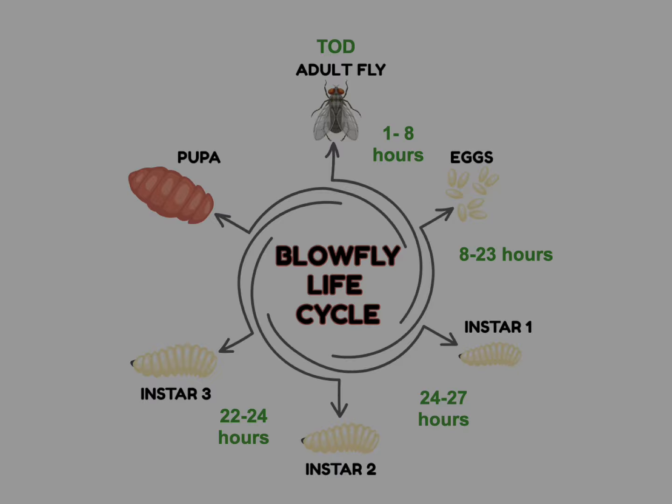In an additional 22 to 24 hours, they become instar 3 with 3 posterior spiracles. At 130 hours more, they become pupa stage, which turns from light brown to dark brown in their casing. And several weeks later, they emerge again as a blowfly.